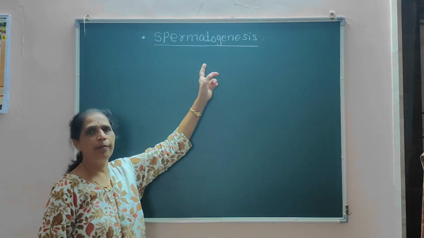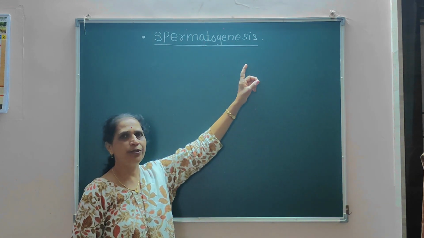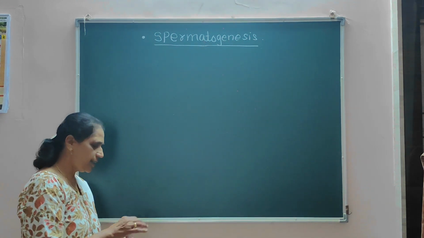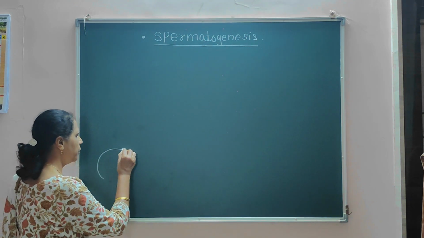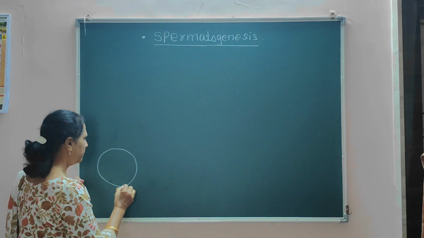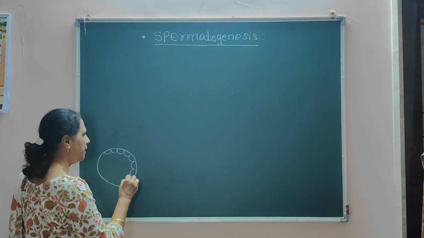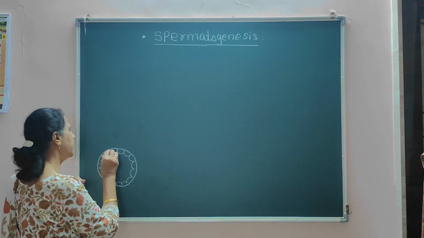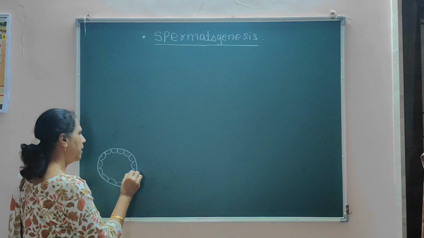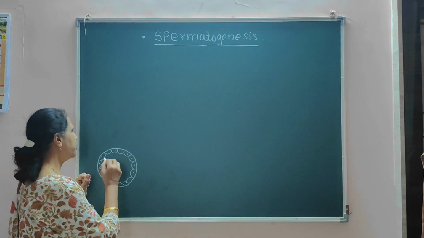We are going to discuss the process of spermatogenesis. Spermatogenesis is a process which takes place in the seminiferous tubules of testes. Suppose this is a seminiferous tubule, and it is internally lined by germinal epithelium. So this is germinal epithelium, and the process of spermatogenesis takes place in these seminiferous tubules.